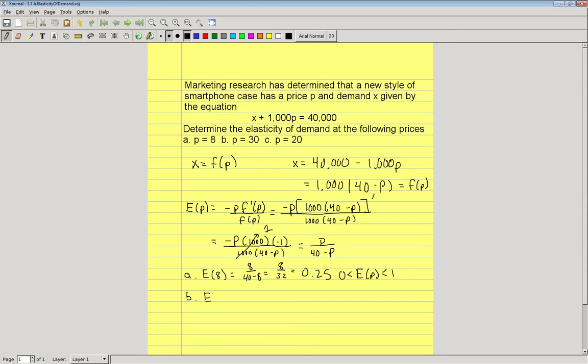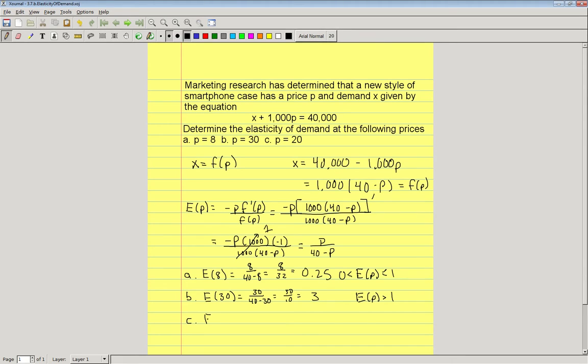Next up, we're going to calculate the elasticity of demand when price is equal to $30. So we get 30 divided by 40 minus 30, which is equal to 30 divided by 10, which gives us 3, and an elasticity of demand that's greater than 1.